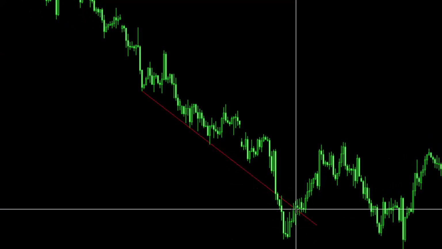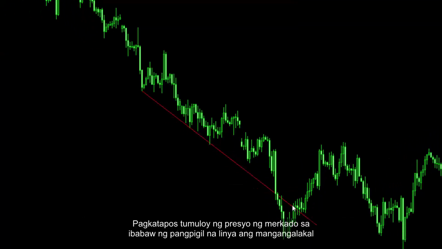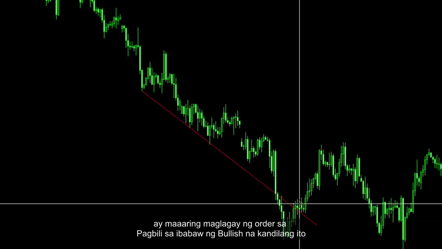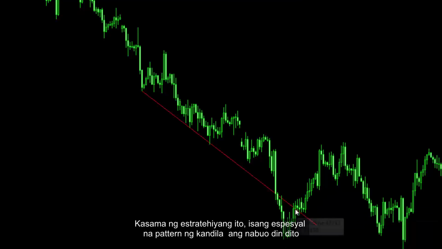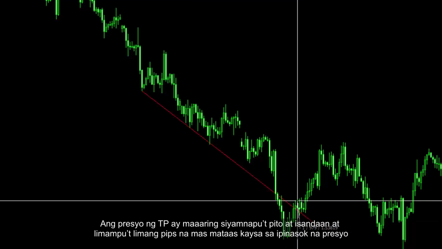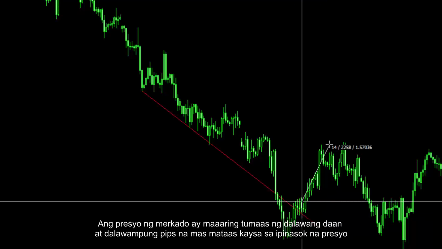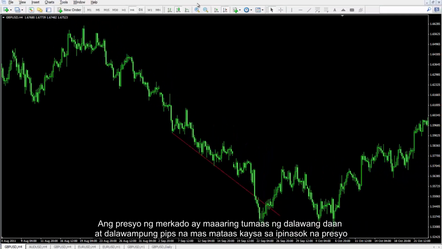After the market price proceeded over the resistance line, a trader could place a buy order over this bullish candle. Alongside this strategy, a special candle pattern has formed here too. TP price could be 97 or 155 pips higher than the entry price. Market price could increase 220 pips higher than the entry price.